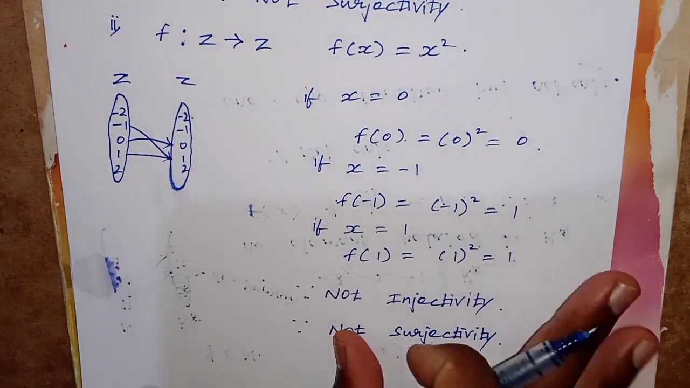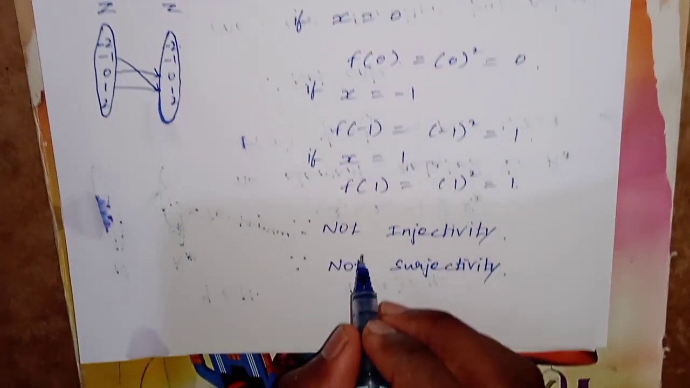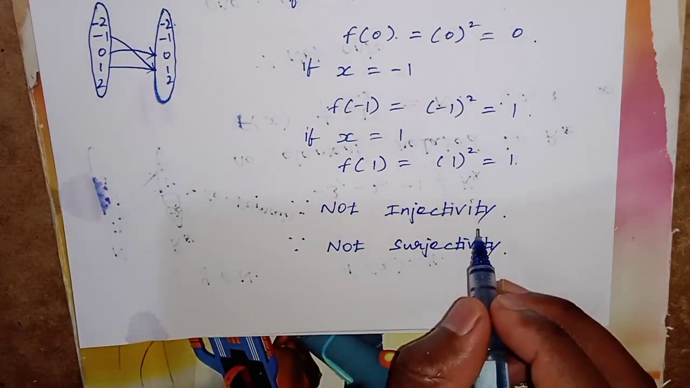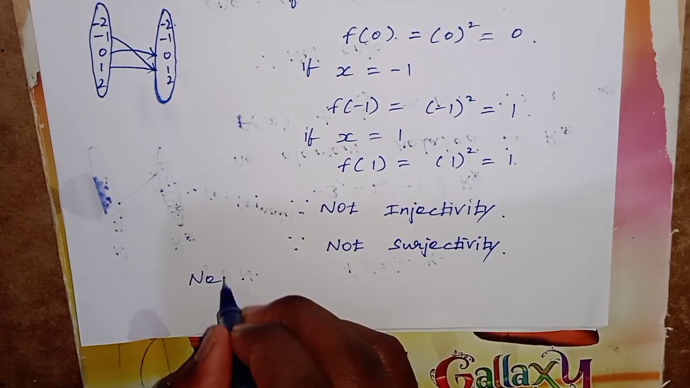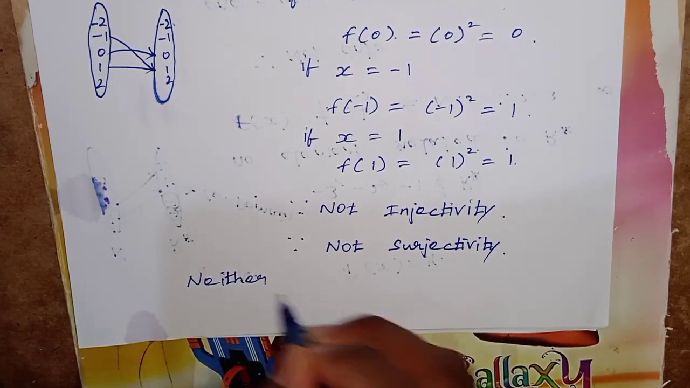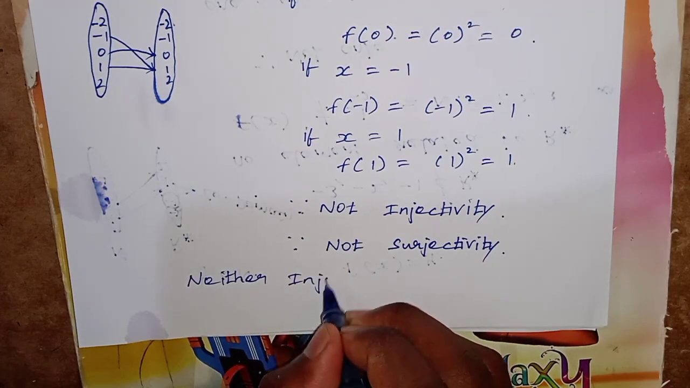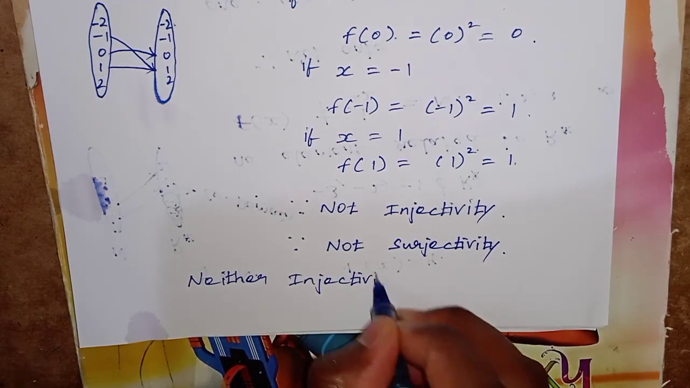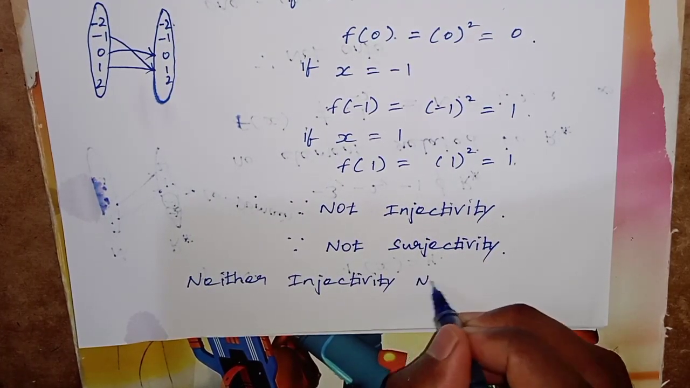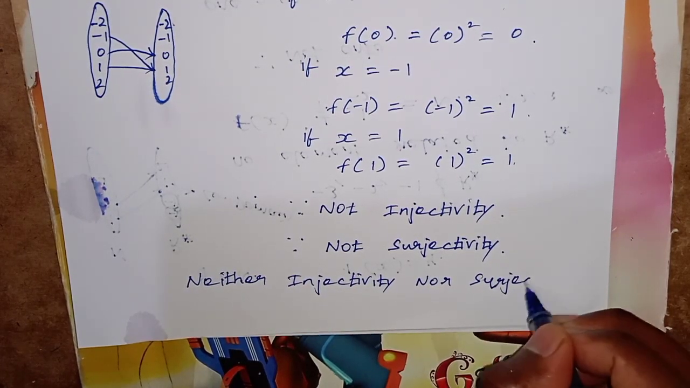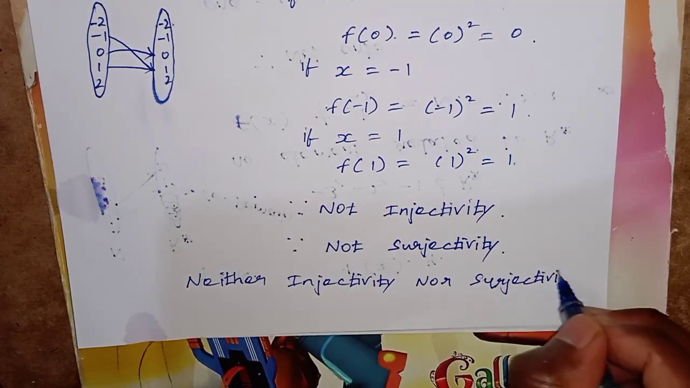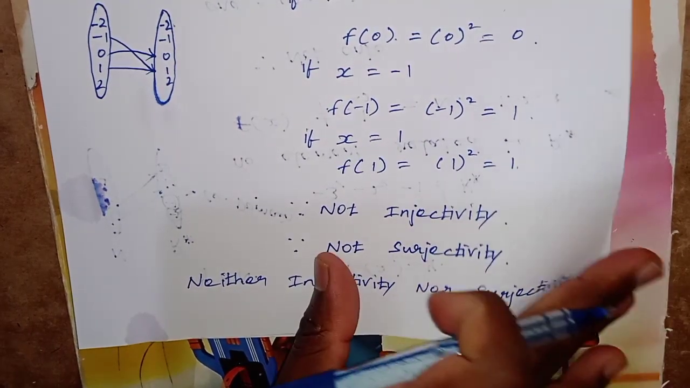Therefore in this question it is not injective and not surjective. Therefore you have to write: neither injective nor surjective. Okay. Therefore, the third subdivision.